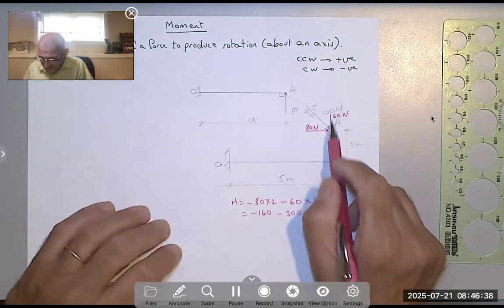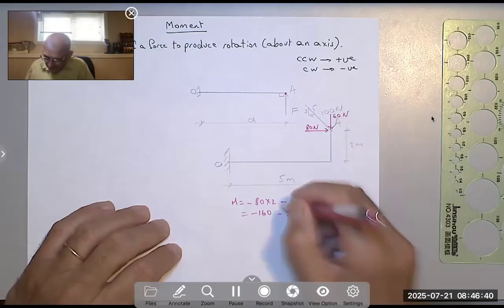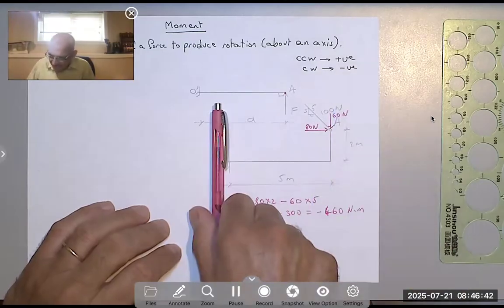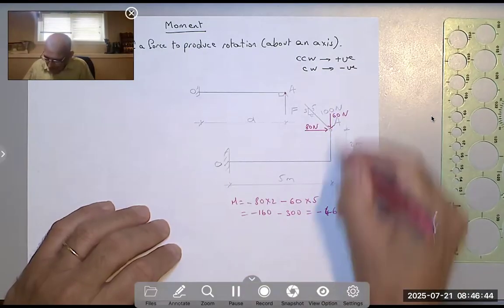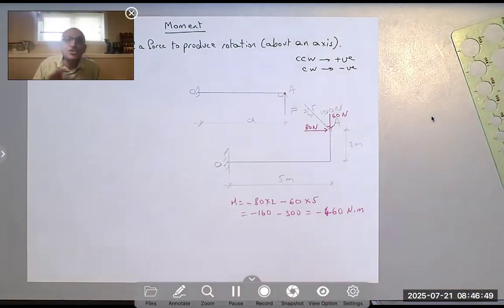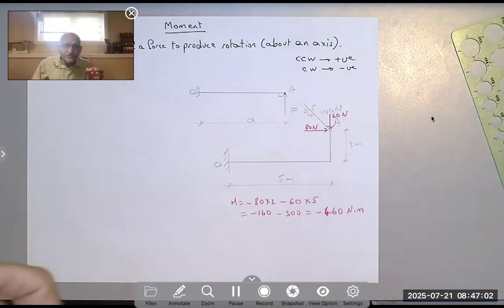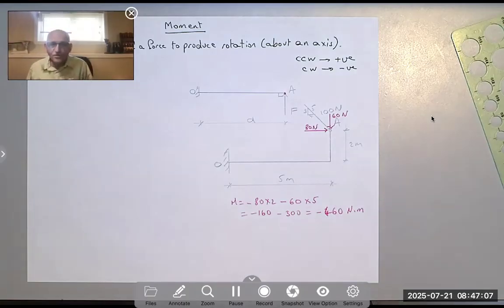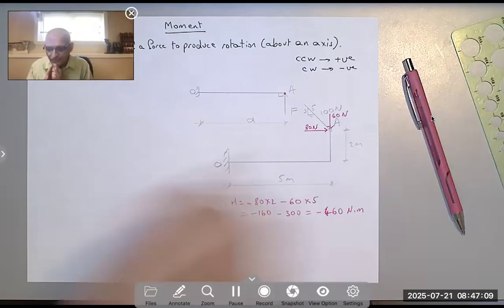Likewise, the 60 is producing negative moment to any axis to its left, but if I'm taking a moment about this point, the 60 would produce positive moment counterclockwise. So I don't care about the sense of the force, is it to the right, left, up, down? I don't care. What I care about is the rotation. Is the rotation clockwise negative or counterclockwise positive? This is a very common mistake for beginners, so please be careful.